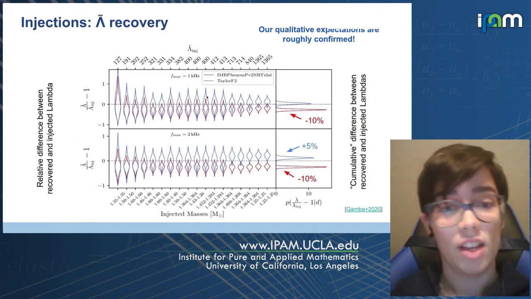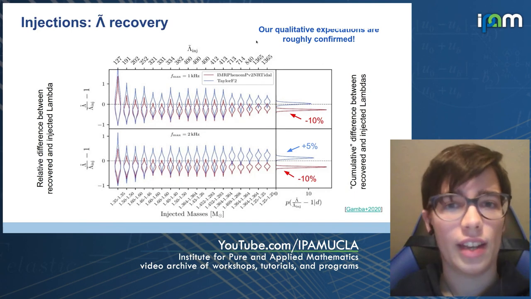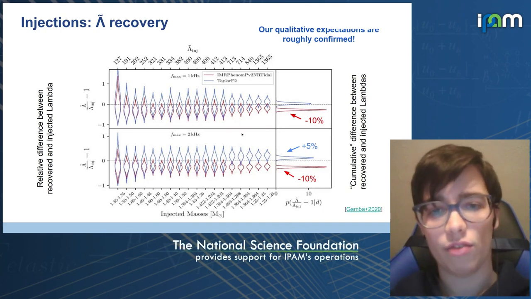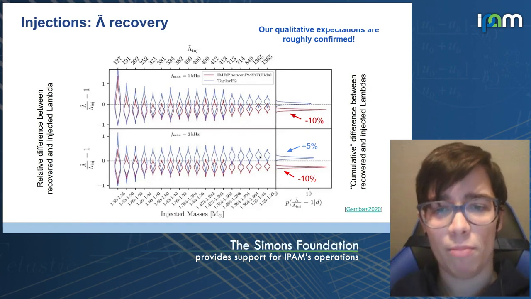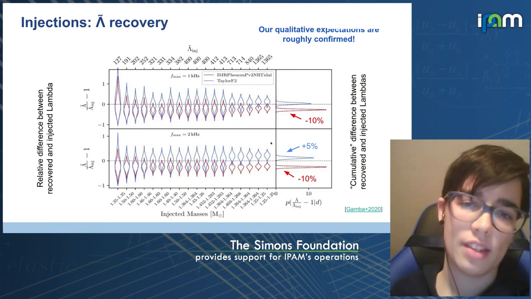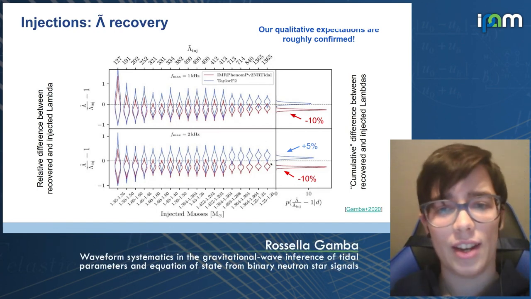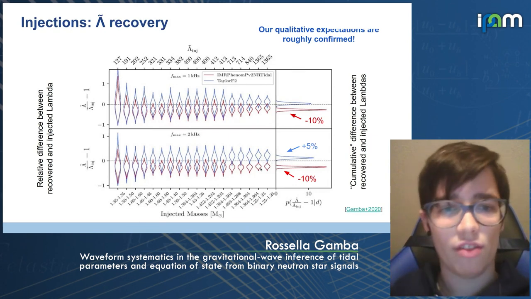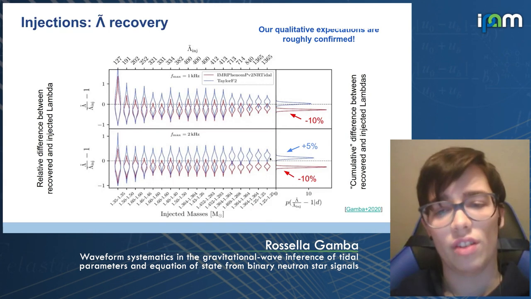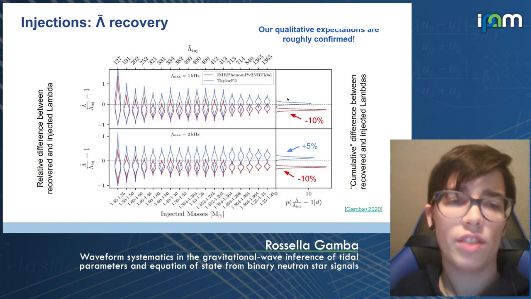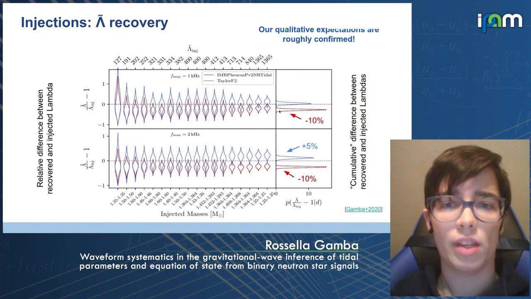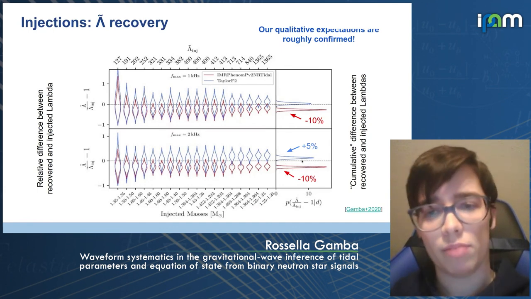This is pretty bad, because if you look especially at the high injected lambda tilde parameters, you see that if you have a high cutoff frequency, which is what you usually want when you do parameter estimation, then you can have biases which are definitely non-negligible. This Taylor F2 distribution of tidal parameters is completely separate from this phenom PV2 distribution of tidal parameters. And when you combine all of these posteriors, the relative difference between the recovered and injected tidal parameters can be between around minus 10% for phenom and plus 5% for Taylor.